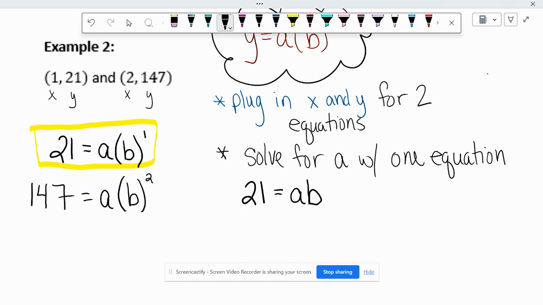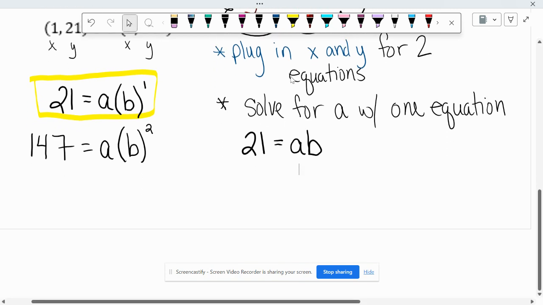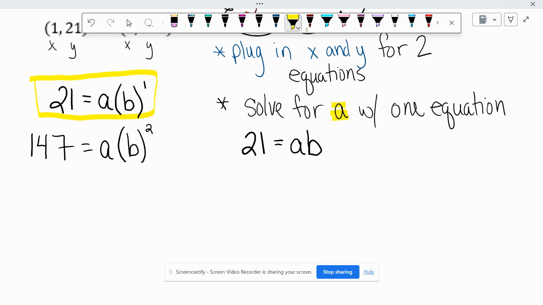If I wanted to solve for A, if I'm trying to get A all by itself, what do I have to do? I want to get A all by itself. Divide both sides by B. I'm going to divide this side by B and this side by B. So A is actually 21 over B. That's what the value of A is.